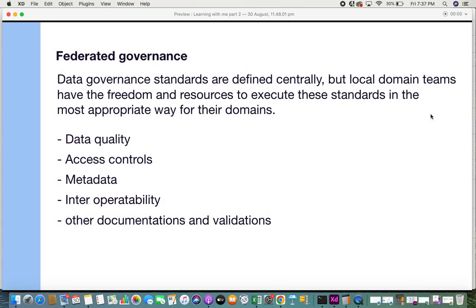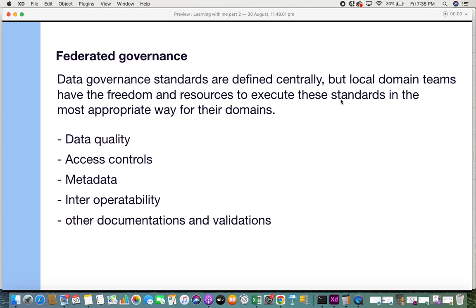And the last principle is federated governance. If you don't know what federated governance is, data governance standards are defined centrally, centrally meaning the main global governance team, but the local domain teams have the freedom and resources to execute these standards. As I said, the rules and standards are fixed by the main global team, and those standards are going to be followed by every business or data domain. They also have the freedom of using those standards in a way that best fits their particular use case. What are these governance standards? Some of them can be data quality.